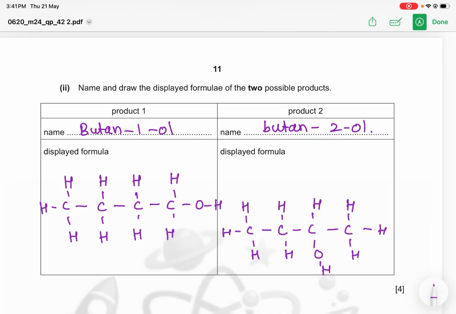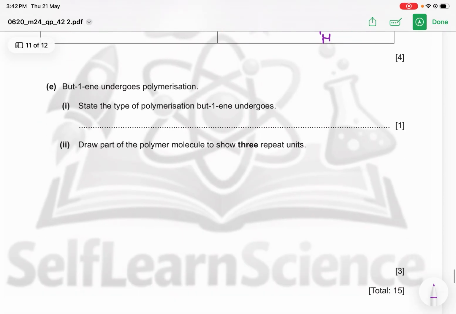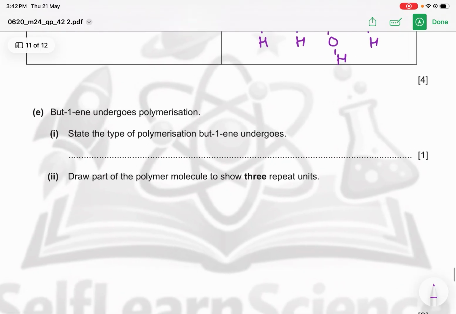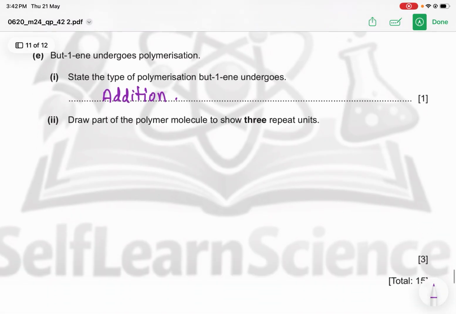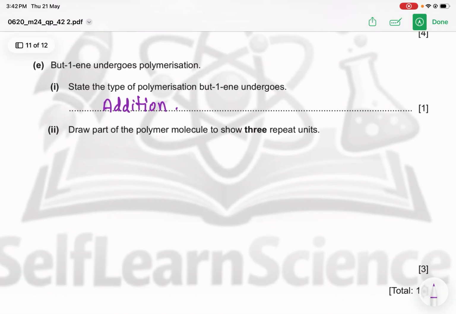Next, but-1-ene undergoes polymerization. State the type of polymerization but-1-ene undergoes. We have to remember that alkenes always undergo addition polymerization. Draw part of the polymer molecule to show three repeat units. We have to draw three repeat units of but-1-ene.